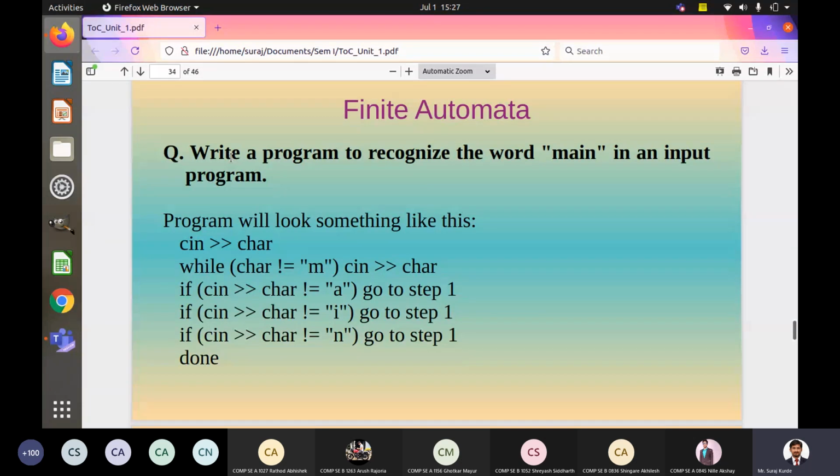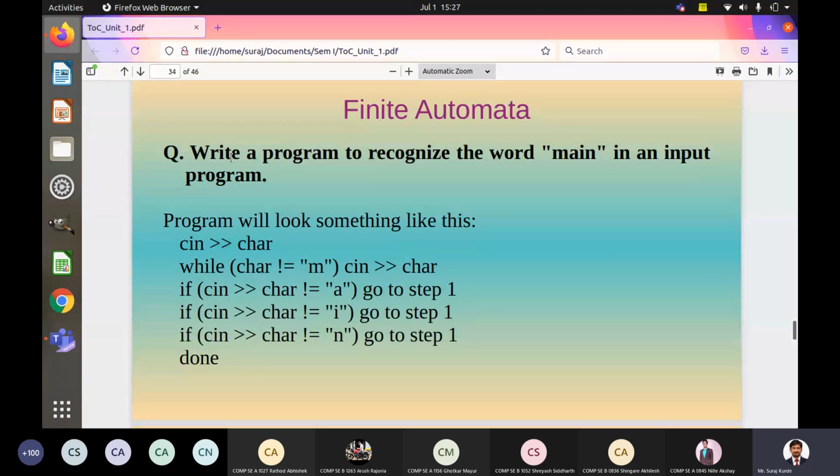The question was that you have to recognize the word "mean" from the input program. You have to write the code, and what will be the logic for that? First, you have to check the input M. You have to find where M is. Once you read M as an input, you can check whether the second alphabet is A or not. Then you have to check the third alphabet I and the fourth alphabet, it should be N.